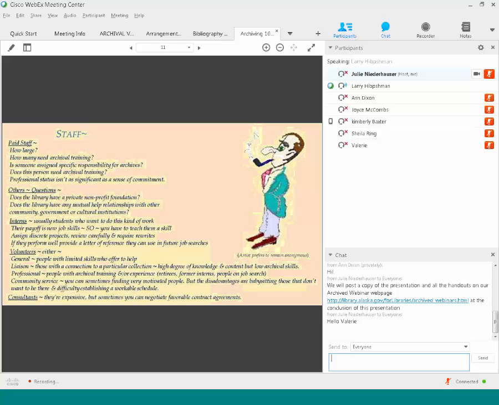Then there are community professionals, people with a high degree of professional knowledge, and that's people like me, retirees, former interns, people on a job search. Occasionally somebody will be looking for a job in archives but not have one, and it's useful to them both to have something to do and to have something else they can put on their resume.